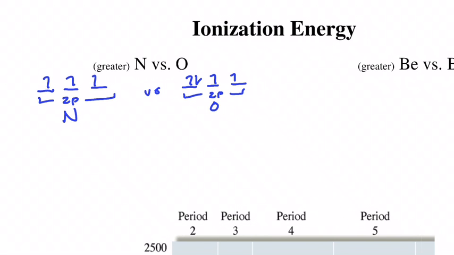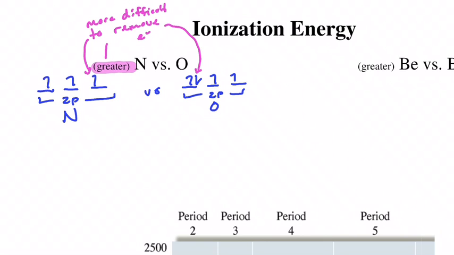So now what you have to explain, and I already have written it here, why is this greater? Why is that more difficult to remove an electron? So it's more difficult to remove that electron than that electron. That's what it's basically saying.